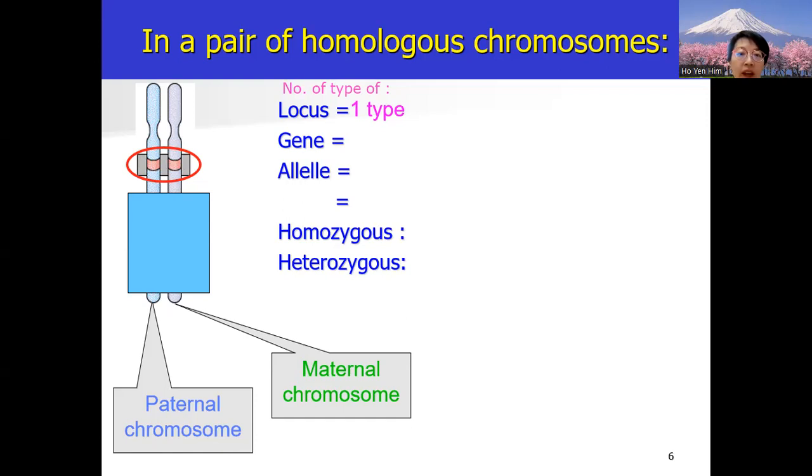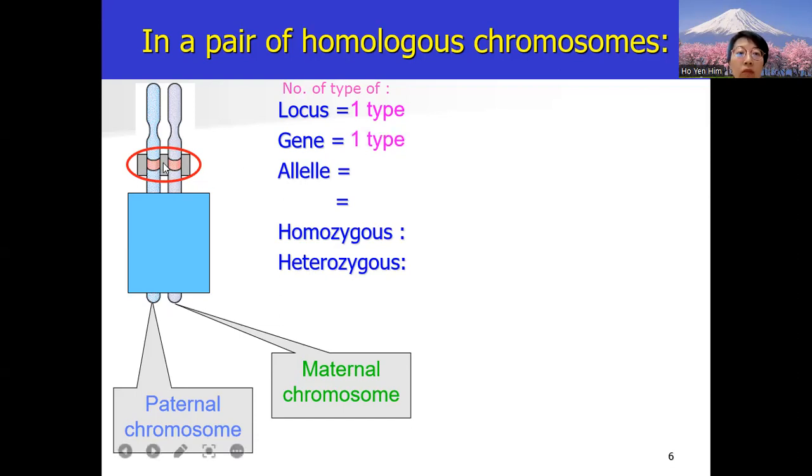Qiao Yi disappeared. Hello, Qiao Yi, where are you? Same. Xiaoyi? God, she's here. You're unmuted already, huh? Okay, so is this the same type of gene or different type of gene? Xiaoyi? Same. Same type, right? So is the number of types of gene 1 or 2? 1. One type, very good.